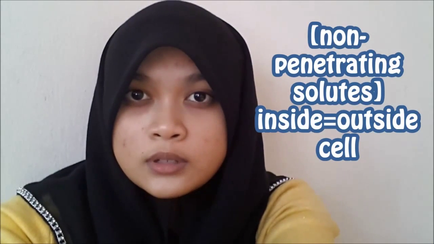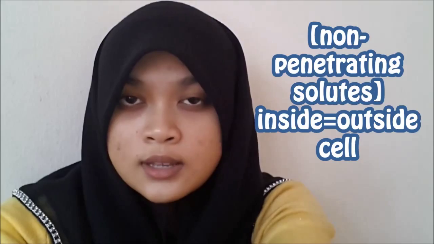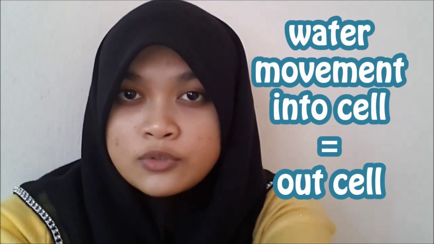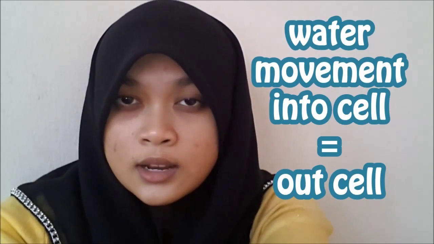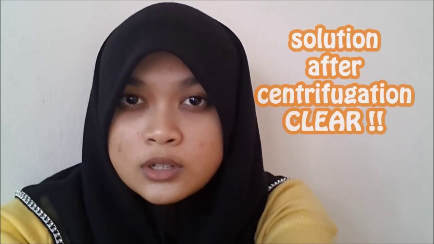This indicates that there is no loss of hemoglobin. In isotonic solution, the concentration of non-penetrating solutes inside the cell and outside the cell are the same. So the movement of water into the cell and out from the cell are the same. This will cause no change in the volume of the cell. The solution after the centrifugation is clear due to no loss of hemoglobin.